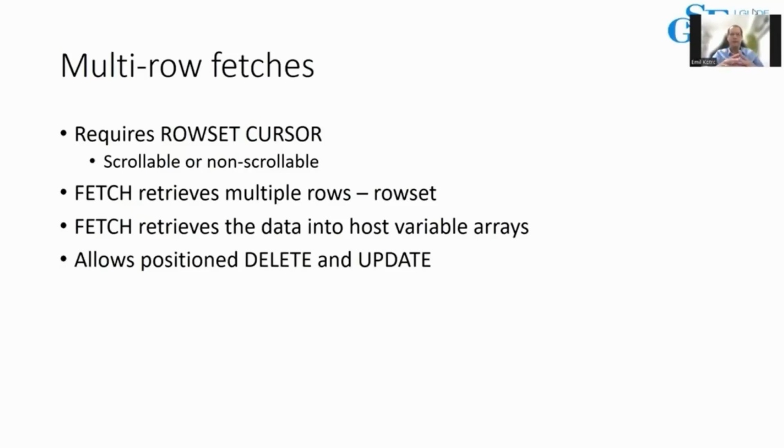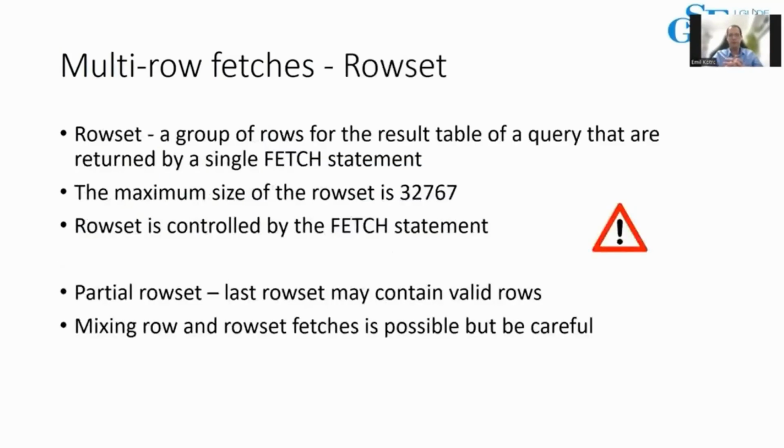And multi-row fetch retrieves multiple rows, which is called a row set. So you will see this terminology. This is a row set. So fetch retrieves the data into host variable arrays. If you are using single row fetch, you have just single host variables. Now you again need host variable arrays. This also allows positioned deletes and updates. I will show you in a minute.